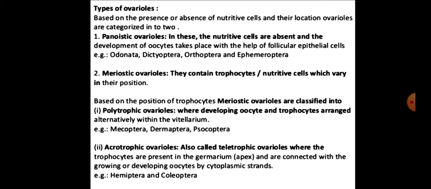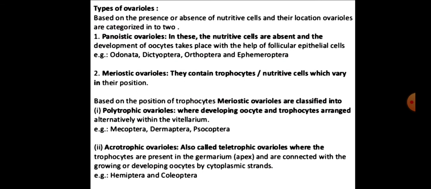In these, the nutritive cells are absent and the development of oocytes takes place with the help of follicular epithelial cells. Example: Odonata, Dictyoptera, Orthoptera and Ephemeroptera. Second type, meroistic ovarioles. They contain trophocytes or nutritive cells which vary in their position. Based on the position of trophocytes, meroistic ovarioles are classified into polytrophic ovarioles and acrotrophic ovarioles.